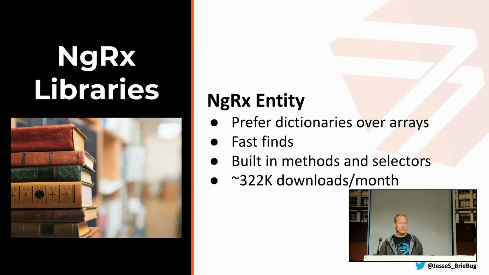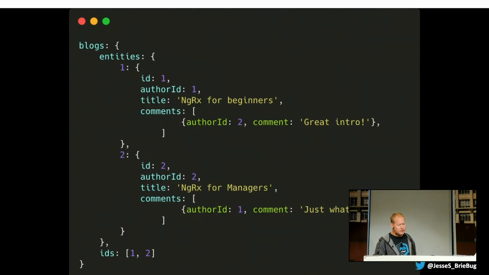And the other nice thing here about NgRx Entity is it has built-in methods and selectors to help support this. Imagine trying to take array-based data and convert it to a dictionary, then get it from a dictionary and convert it back to an array, because you can't ngFor on dictionary data. That doesn't work. And so we have to have a way of getting it back.